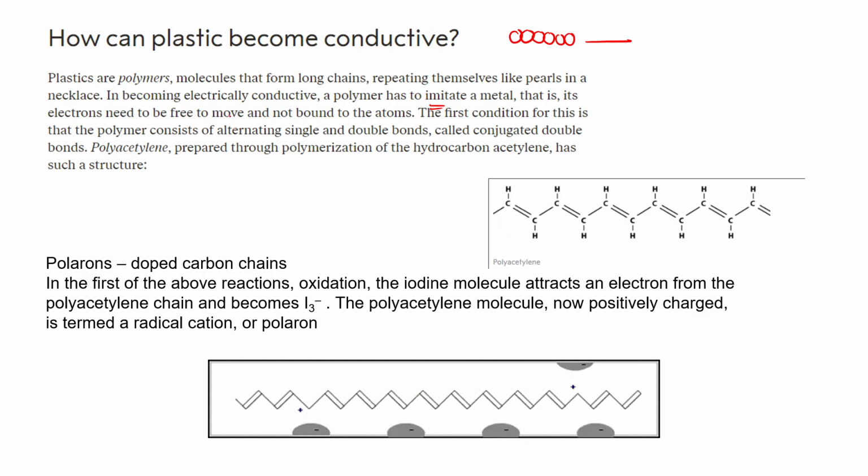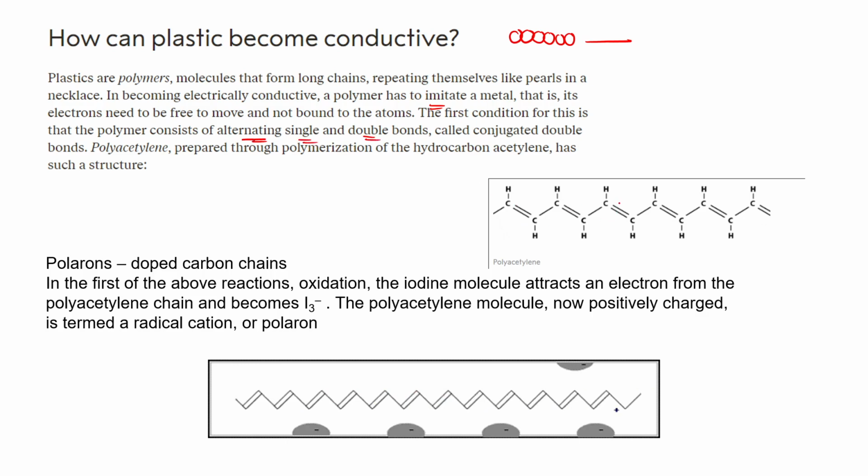For metal units, what we see is that there are electrons which are easy to move around, so they can easily conduct electricity. This particular property they want to incorporate in this kind of organic-based chain system with polymers, so that it can be used in various fields. The first condition for this is that the polymer consists of alternating single and double bonds.